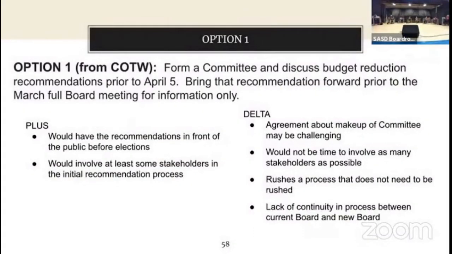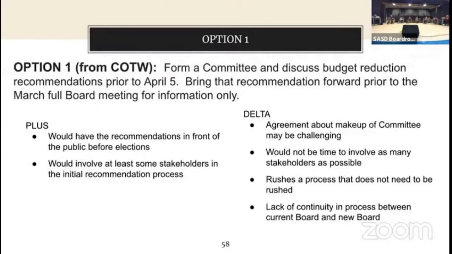So as I thought about it, of course, the board can choose to do this however they would like. The option that I brought forward 2 weeks ago was to form a committee and discuss budget reduction recommendations prior to April 5th and bring those recommendations forward to the full board. The pluses of that: it would be good to have some fairly solid recommendations in front of the public before elections, and we would be able to involve at least some stakeholders or experts in that planning process.